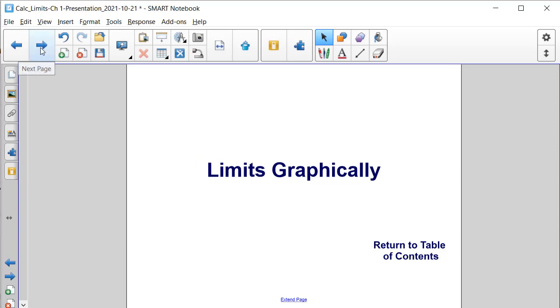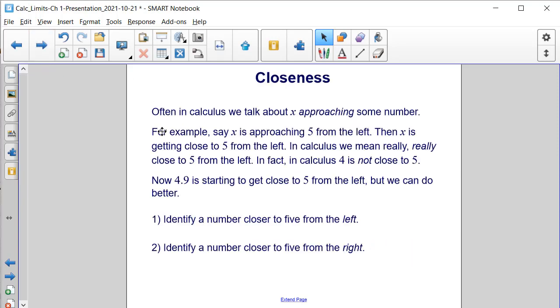Limits graphically. Often in calculus, we talk about x approaching some number. For example, say x is approaching 5 from the left-hand side of the graph. Then x is getting close to 5 from the left. In calculus, we mean really, really close to 5 from the left. In fact, in calculus, 4 is not considered to be close to 5.